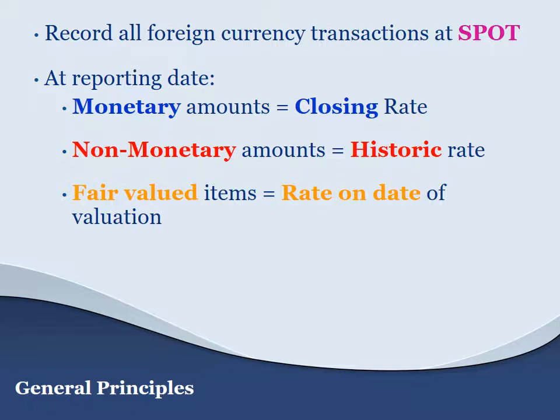We'll go into a little more detail just now about the sort of items that make up monetary and non-monetary items in our financial statements. The standard also deals with a third type of transaction, and that's where we've got items that are carried at fair value in the financial statements. These are always converted at the rate that is ruling at the time that the valuation is undertaken.